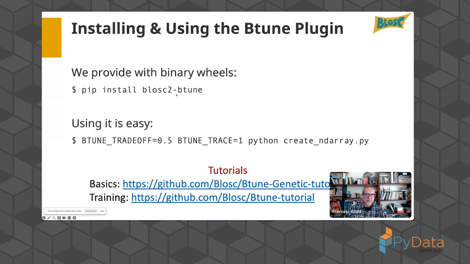Installing BTune is very easy. It works like a plugin, so you can typically install it with pip. And using it is easy. You typically provide a hint to BTune where you specify the trade-off that you want for your compression. So, for example, if this trade-off value is near 0, that means that you prefer more speed than compression ratio. Whereas if the trade-off is towards 1, that means that compression ratio is more important than speed, right? And then you also activate the tracing, so you can see how the state machine is evolving over time.